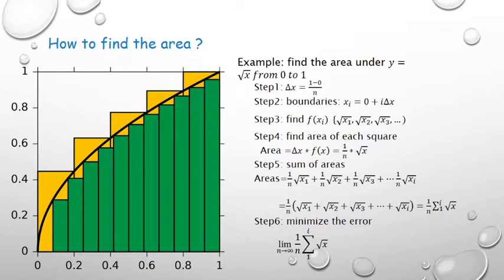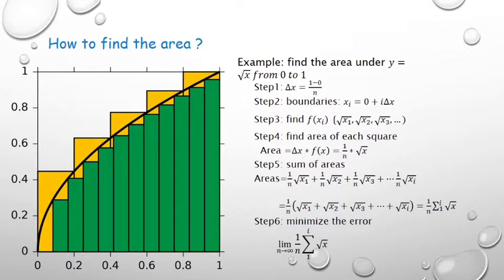Now the second step, after we found the delta x, we can start finding the boundaries. We are going to write the boundaries using the symbol xi, which is x and an indicator number, and the x of the indicator number will be 0 plus the indicator number times delta x. The third step, we have to find the f of xi. In this case, it will be root of xi. When i equals 1, the f of xi will be root of x1. If i equals 2, f of xi will equal root of x2, etc.